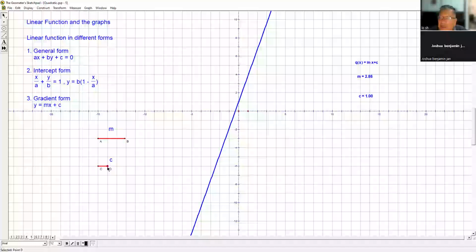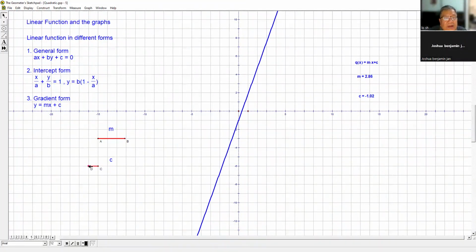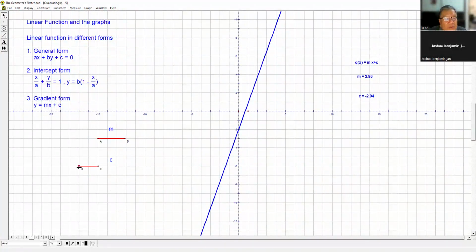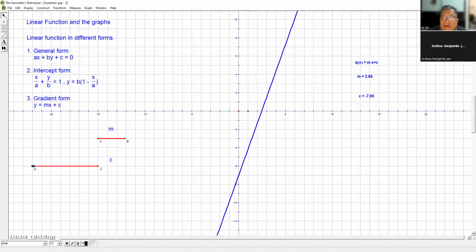Then can the C be negative? Let's say I move to the other side. Negative 1, negative 2, negative 3, negative 7. So you see, as I change the value of C, the straight line actually moves up and down. If the value of C is positive, then it is above the x-axis; the y-intercept is positive. If the value of C is negative, then the y-intercept is below the x-axis; the y-intercept is a negative number. Depending on what the number is, in this case the C is negative 7, then you will cut at negative 7. Negative 8, then you will cut at negative 8. So actually, the value of C is the y-intercept.